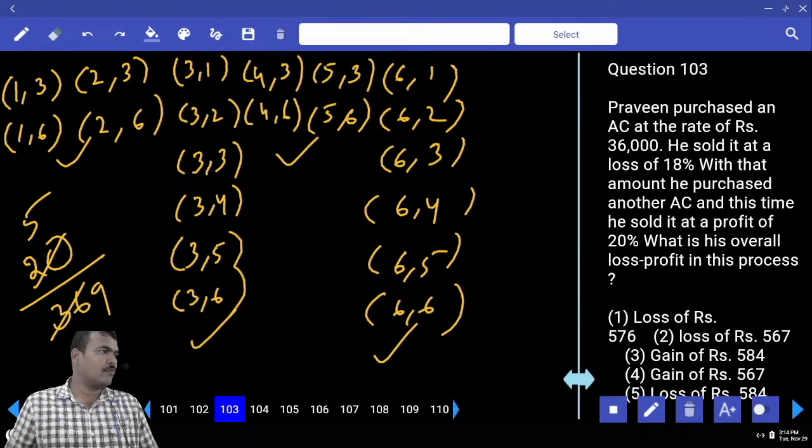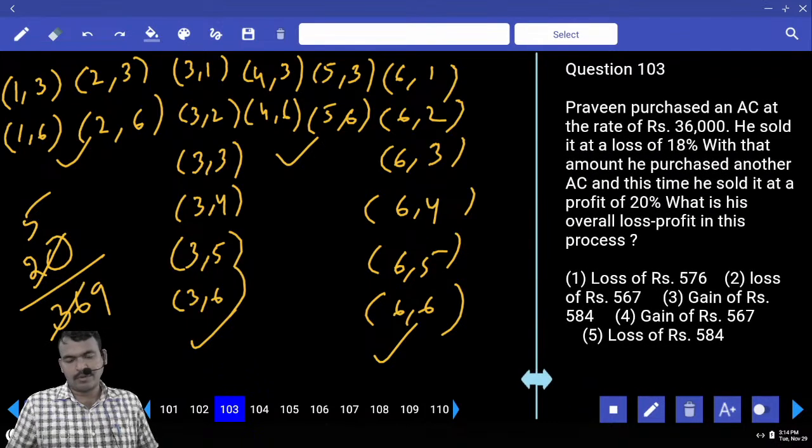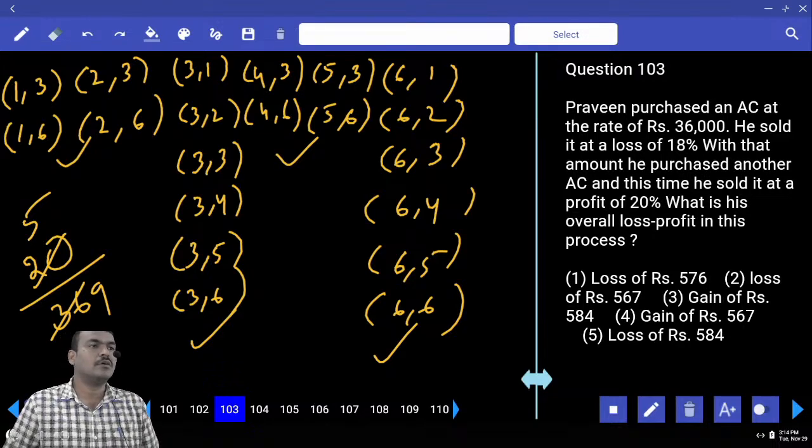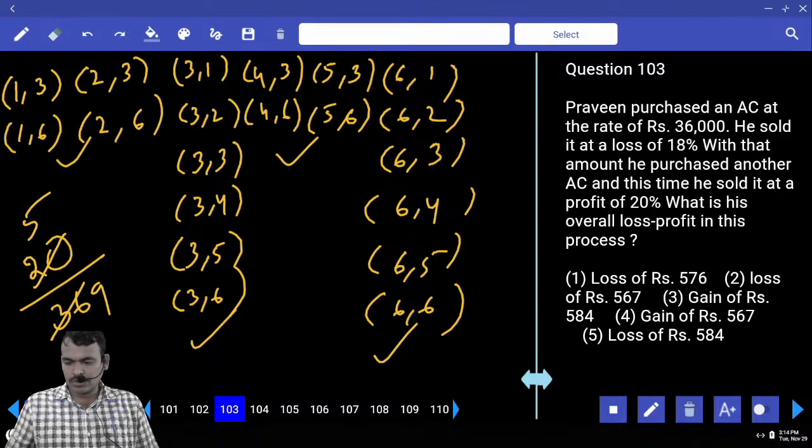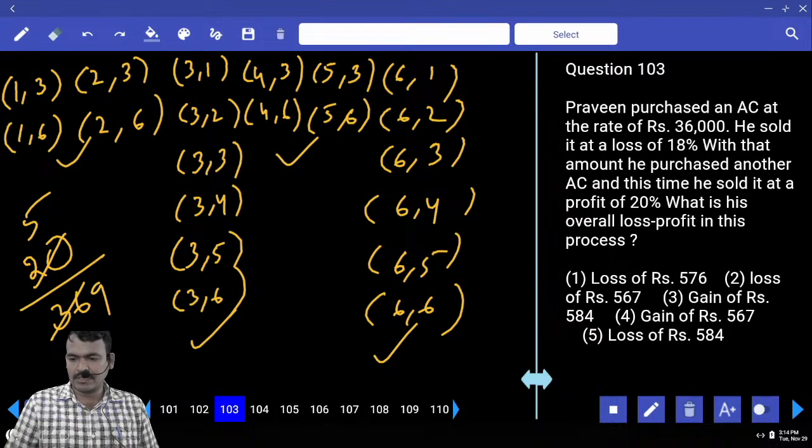Next question number 103. Product must be divisible by 3. Nothing but how many cases are possible? 20. Next question number 103. Praveen purchased an IC at the rate of 36,000. He sold it at a loss of how much? 18%. With that amount he purchased another IC and this time he sold it at a profit of 20%.